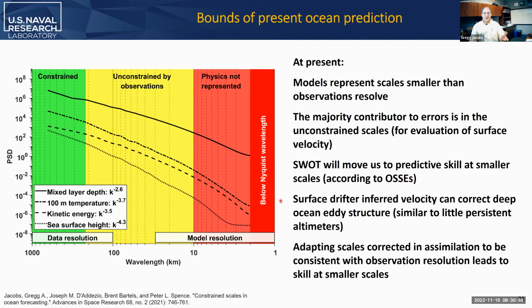We can take that surface velocity information and use it to correct the deeper ocean temperature and salinity structure. And realistically, the reason is those drifters act as little altimeters. If you assume the flow is geostrophic, they're basically telling you what the gradient of sea surface height is and in what direction that gradient is. But since they're drifters, they're entrained in that area and they're persistent, which is really great. And adapting the scales that we're correcting to be consistent with the observation resolution pushes our skill down to smaller scales as well. So that's the last slide.